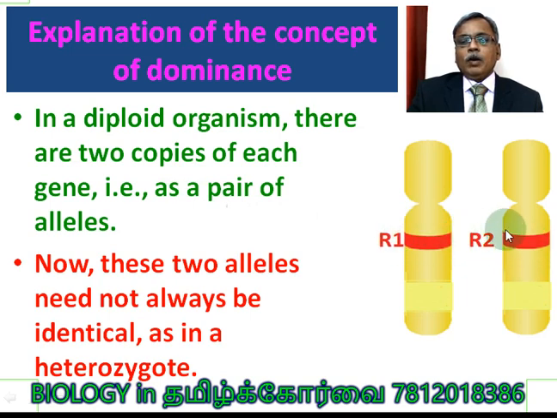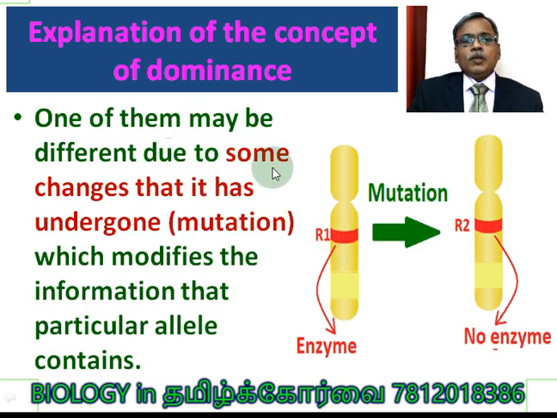So these are the pair of alleles. Now these two alleles need not always be identical, as in the heterozygote. One may be wild and another one may be a mutant. It means genetically it is changed. One of them may be different due to some changes, so mutation would have occurred, and it has become R2. So R1 is able to produce the enzyme, R2 is not able to produce the enzyme. The mutation modified R1 into R2.